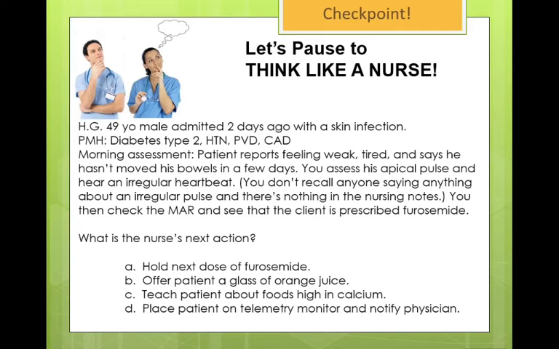Do you want to give them foods high in calcium? I'm not worried about calcium right now. The slowing and everything has nothing to do with low calcium. With low calcium, my patient would be tense and rigid, he wouldn't be this slow. So I'm not even worried about calcium. I'm crossing that off. I'm trying to decide. I liked furosemide. I liked orange juice. I like put them on the telemetry monitor and notify the physician.